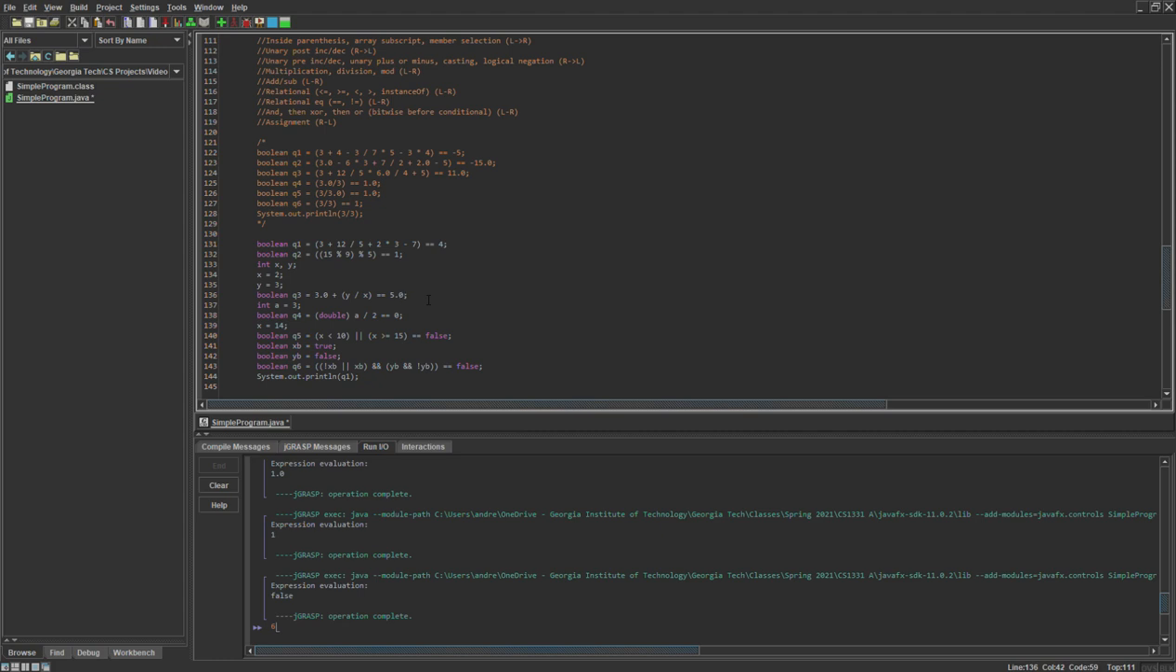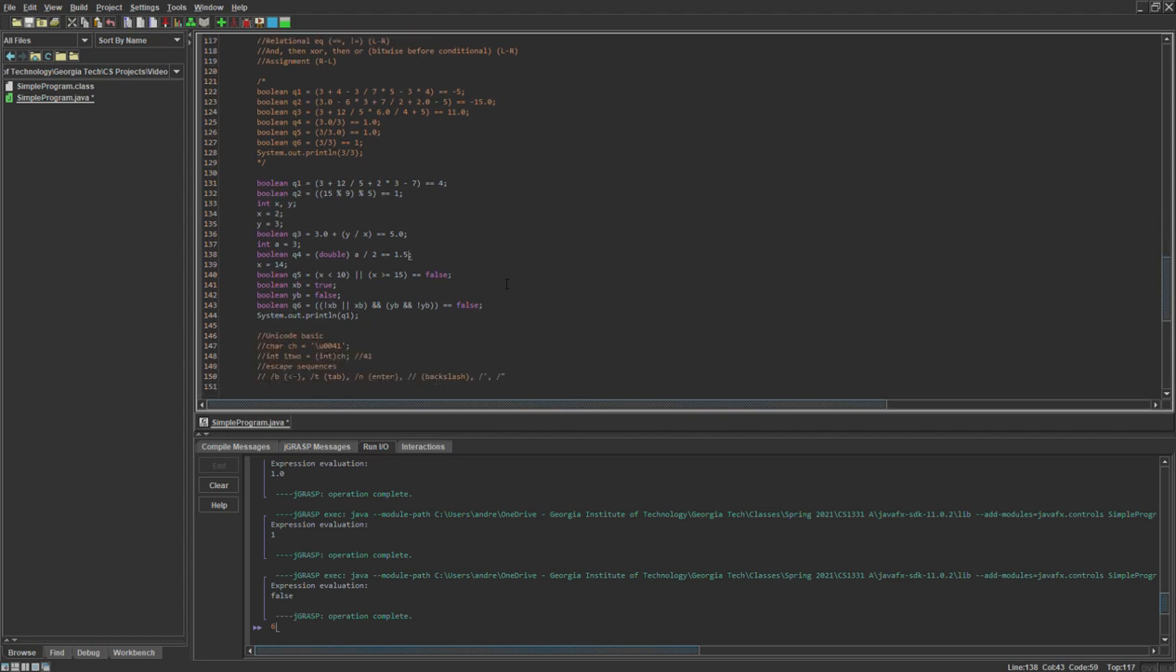Next problem, 3 over 2, but there's a cast here. Now remember, casting happens before division. So let's rewrite this. We know a is 3. A is an integer. This is a widening cast. So we're widening that to 3.0, and then we're dividing by 2. And 3.0 over 2 is just 1.5.